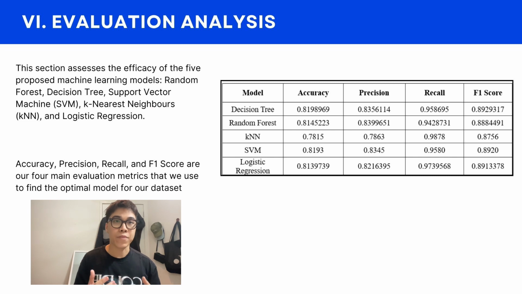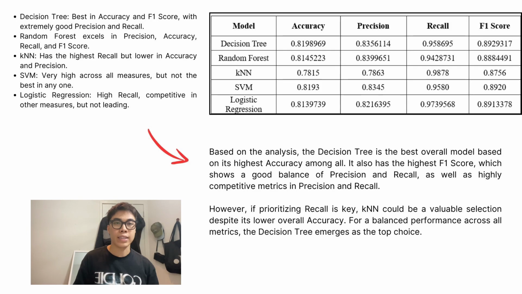After building 5 models for our project, we proceed to the last section, which is to evaluate our models. This section assesses the efficacy of the 5 proposed machine learning models: random forest, decision tree, support vector machine (SVM), k-nearest neighbors (KNN), and logistic regression. Accuracy, precision, recall, and F1 score are our four main evaluation metrics that we use to find the optimal model for our dataset.